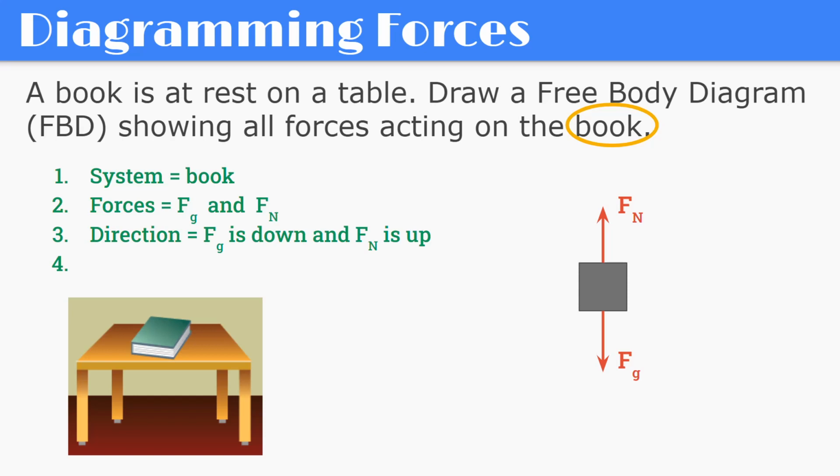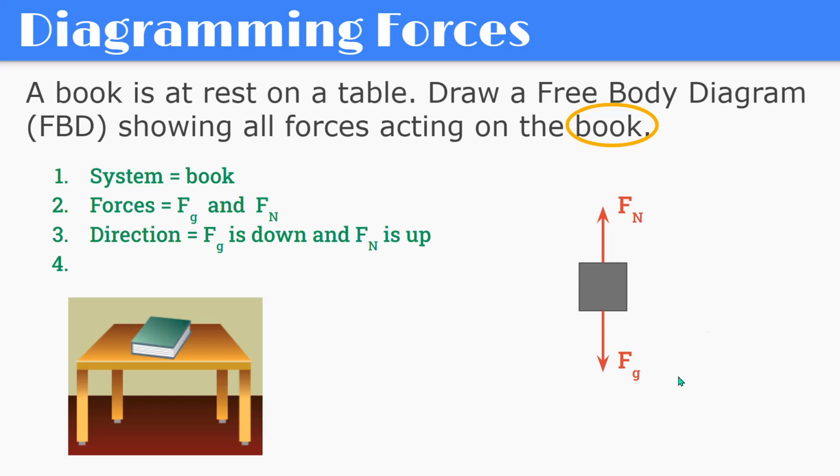That's step 4, draw the picture. So I have the box that represents my book. You can even write the word book inside the box if you want. And then I have Fg with a downward arrow. Again, forces are vectors, so we can represent them with arrows. And I have an upward arrow for Fn.